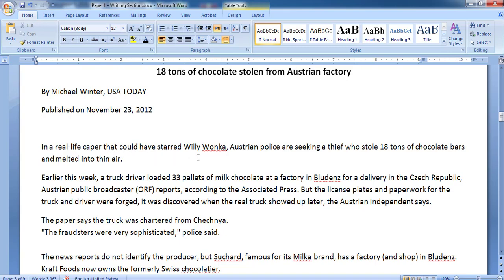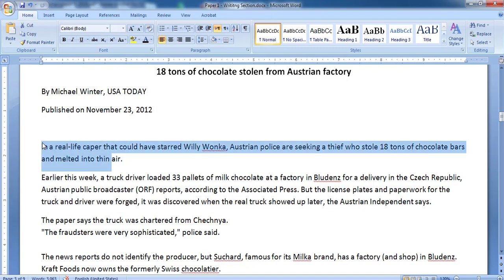In a real-life caper that could have starred Willy Wonka, Austrian police are seeking a thief who stole 18 tons of chocolate bars and melted into thin air. He disappeared. Simply he vanished.